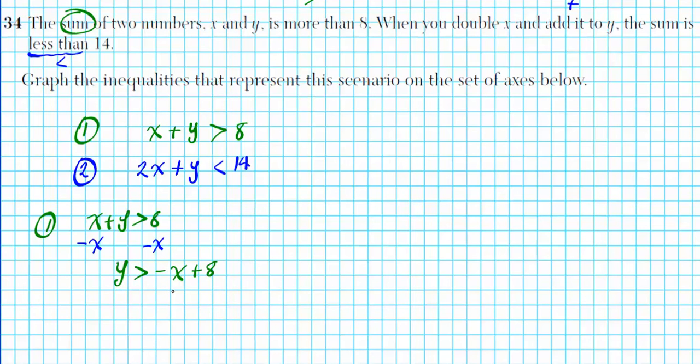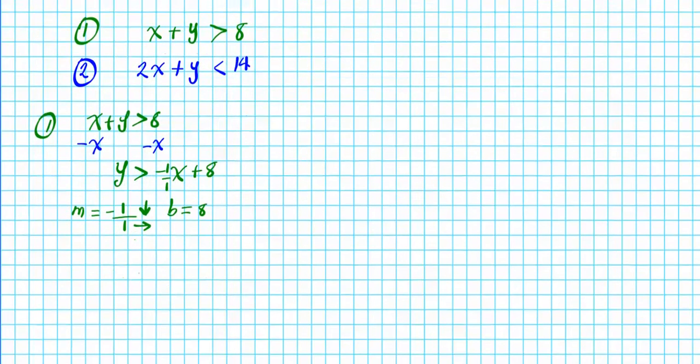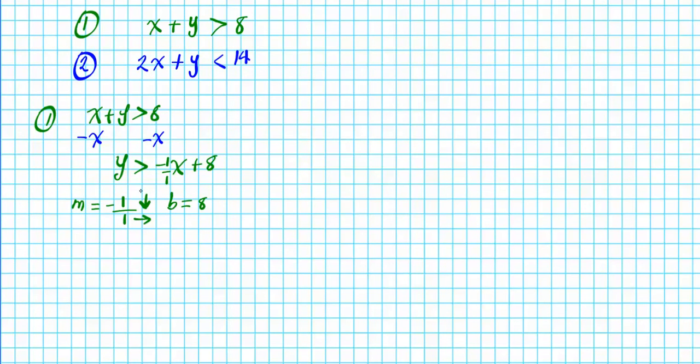In order to graph the line, we need the slope and the y-intercept. Okay, so there's a 1 over 1 here. So the slope m is negative 1 over 1. So we're going to rise negative 1, which is a fall, and we're going to run 1. And our starting point on the y-axis, where you begin, is positive 8. Okay, that takes us to the second point that defines the line with this linear inequality.